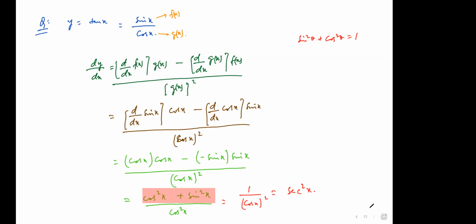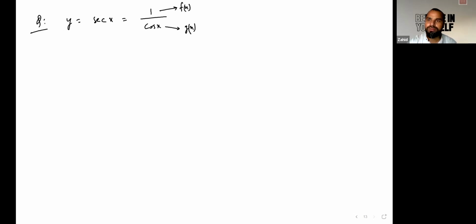Khalid? Yes, sir, done. Okay. Similarly, if you want to differentiate sec x, we can write sec x as 1 over cos x. So here 1 would act as fx and cos x would act as gx. Use the quotient rule and try to differentiate this particular function. Just proceed as we have done in the previous question.